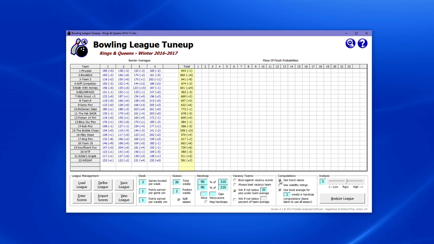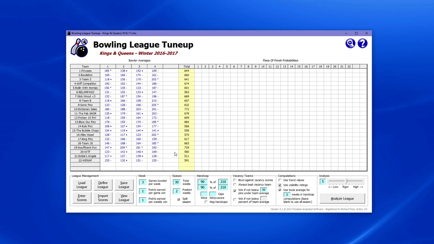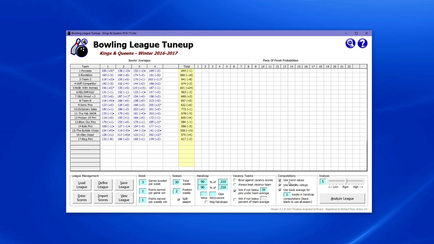If I unclick trend values and click volatility ratings, we can see these symbols which represent bowler volatility. Solid dot is low volatility, dash is normal volatility, circle is high volatility. For just about all analyses you're ever going to do, you're going to want to include both trend and volatility ratings.